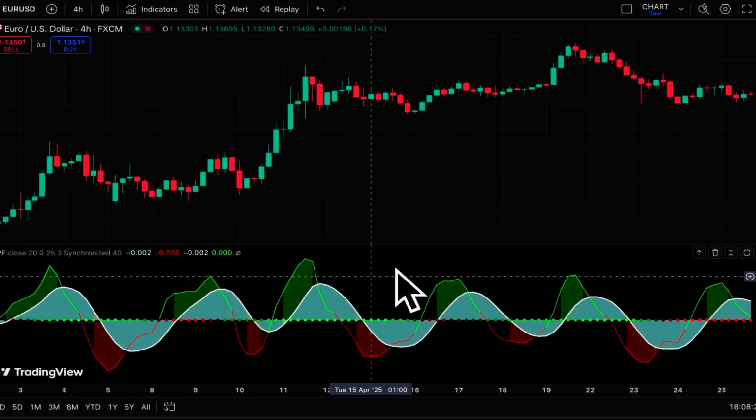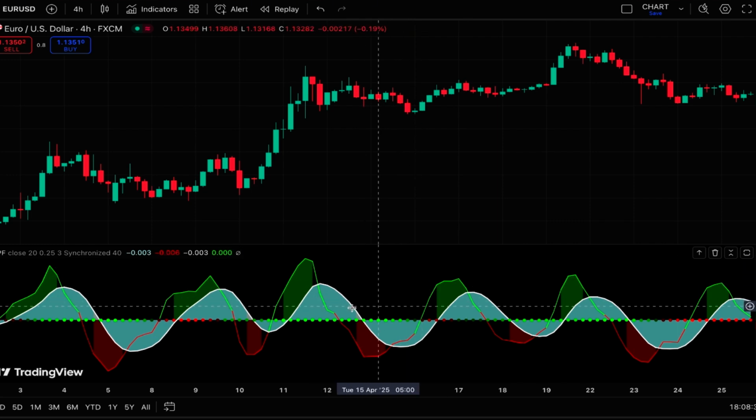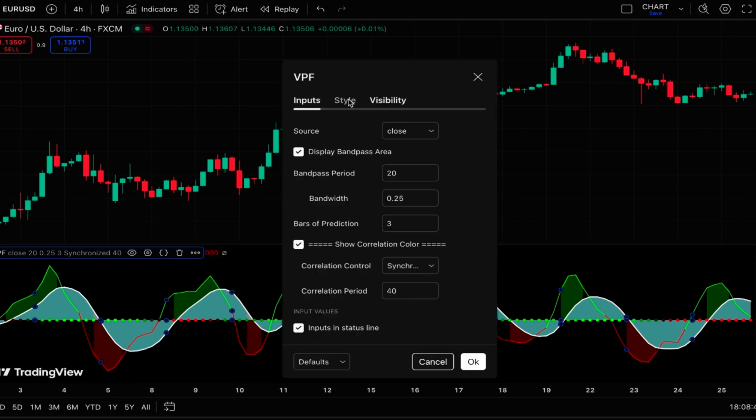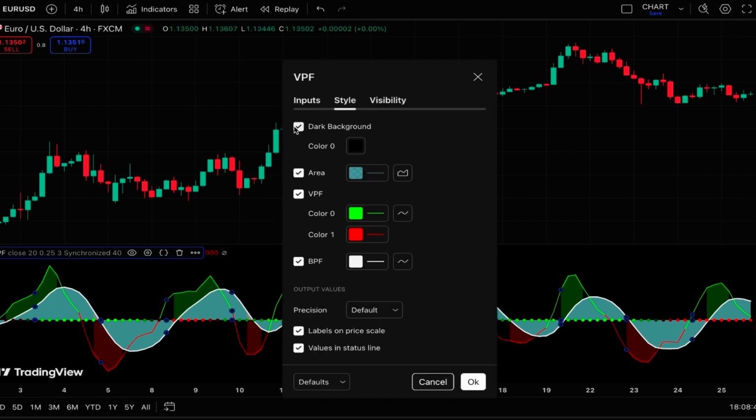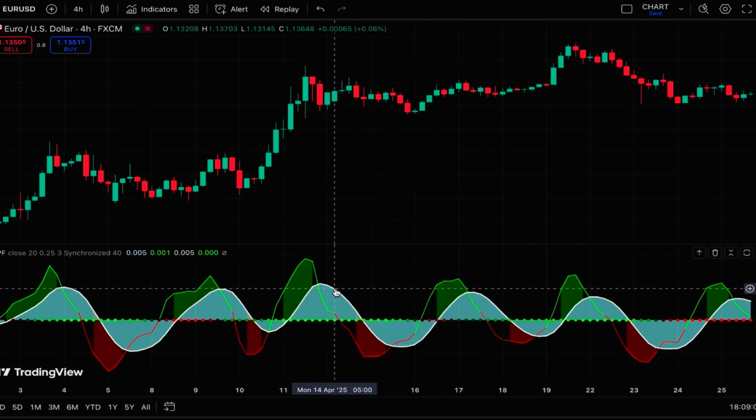By default, the background of the indicator is black, which is a good choice if you are using a white chart, but if you find it distracting, you can go to the settings of the indicator, and here in the style tab, you can remove it by unchecking dark background. Alright, let's see what we have here in this indicator and how we can interpret and use it for trading.